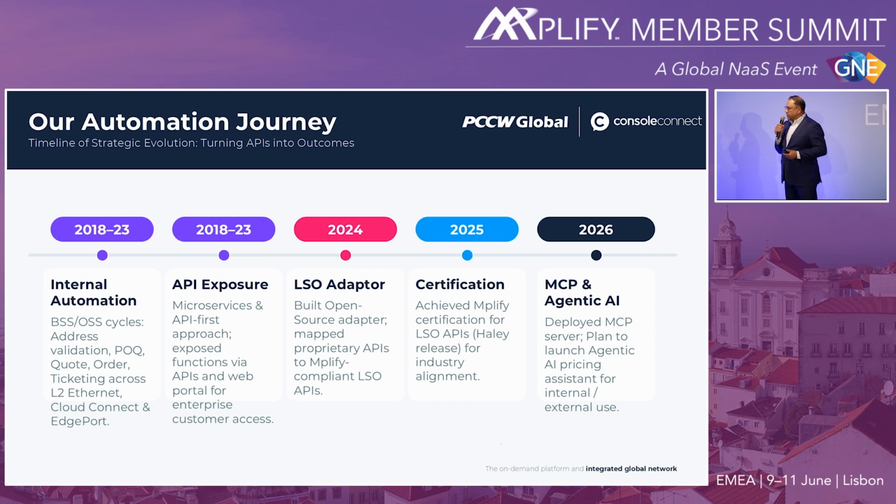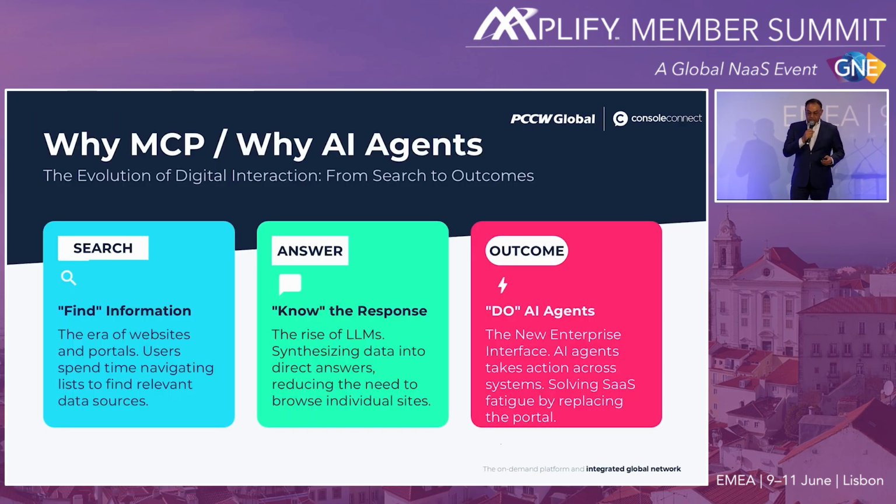In 2025, we actually got the adapter and our Console Connect API certified under the Haley release. And so those are available to customers today. And in 2026, we are working on implementing MCP and opening these APIs onto LSO and also to Agentic AI with the agents. So why do we want to go there and why do we need this?